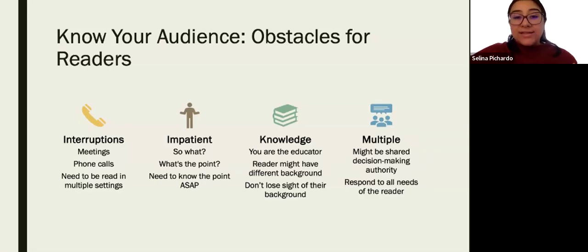To know your audience, the first thing you need to understand are the obstacles your readers might face. So there's usually four obstacles that your readers might face. The first one is your readers are constantly being interrupted. There's going to be meetings, there's going to be phone calls.